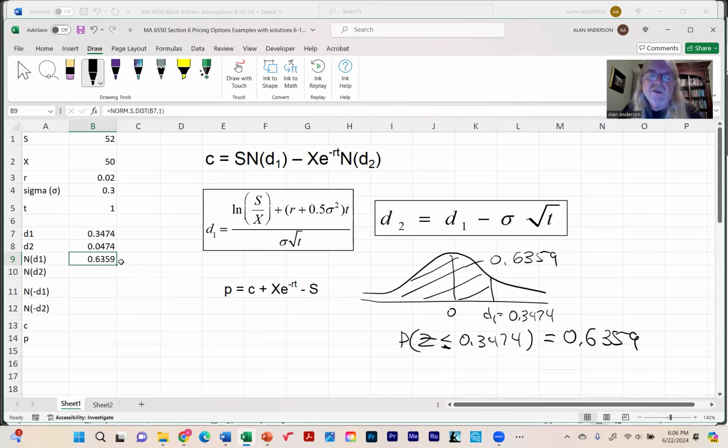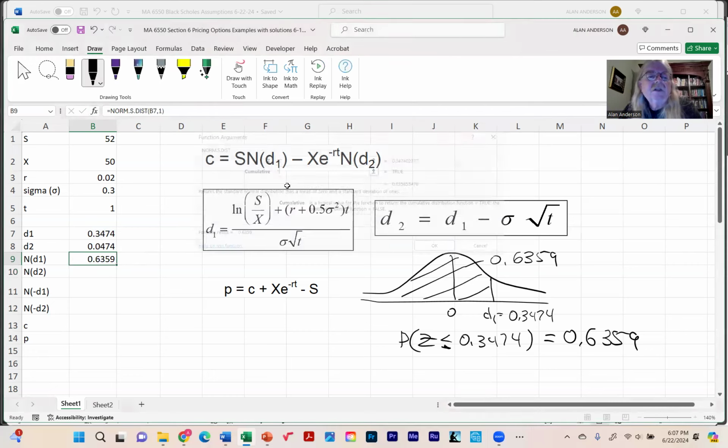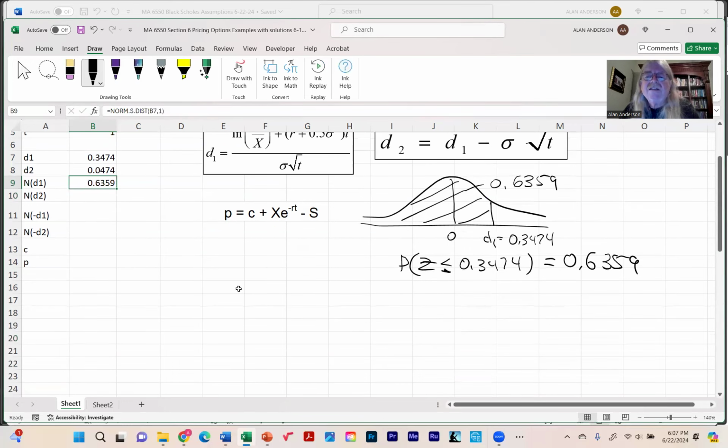Now, cumulative. Why do they have this value there? Why are they asking? By the way, if you're not sure how a function works, you should use this little fx insert function. It'll explain to you what both of these terms mean. Cumulative, either it's yes or no. In Excel, you can put either true or 1 if it's yes, false or 0 if it's no. Putting a 1 there means you're actually looking for the cumulative distribution function. If not, what would happen?